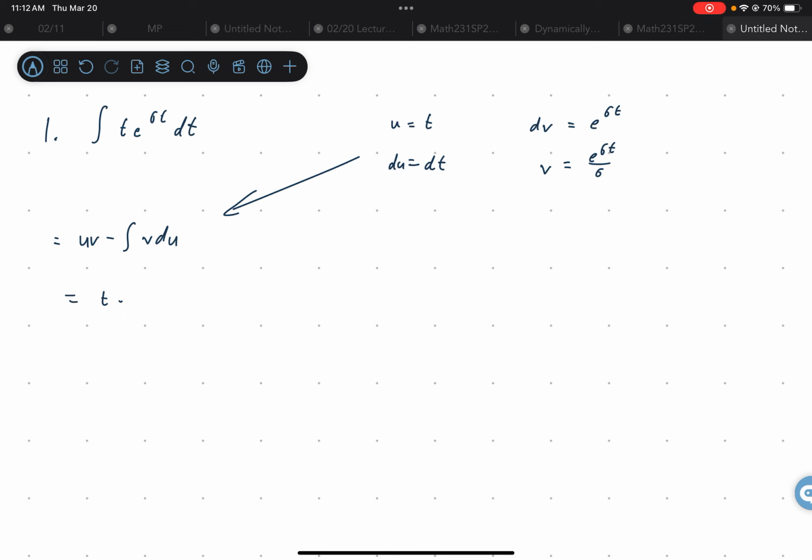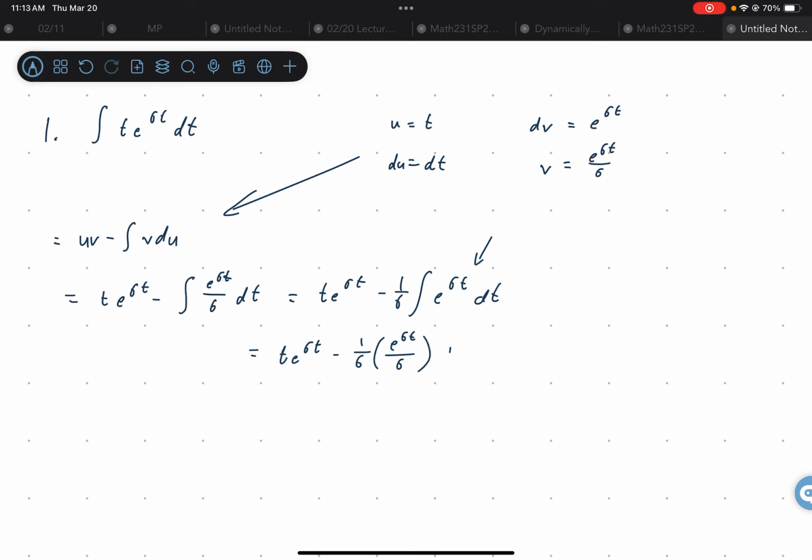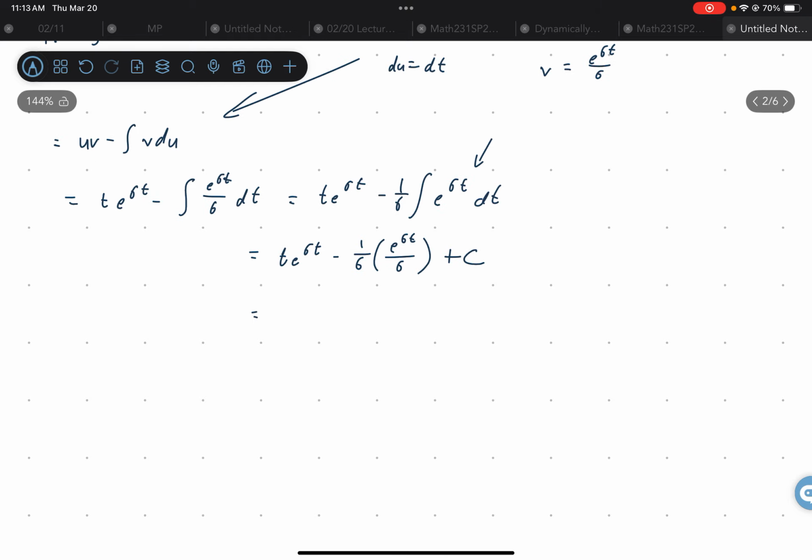So now we just plug all this stuff straight in. We do t e to the 6t minus the integral of e to the 6t over 6 dt. Now this is really straightforward to simplify. Minus 1 over 6 e to the 6t dt, and we already found the antiderivative of this. So it's t e to the 6t over 6, minus 1 over 6 times e to the 6t over 6. And then we can't forget the plus c, because that plus c is very important to note when we're finding antiderivatives.